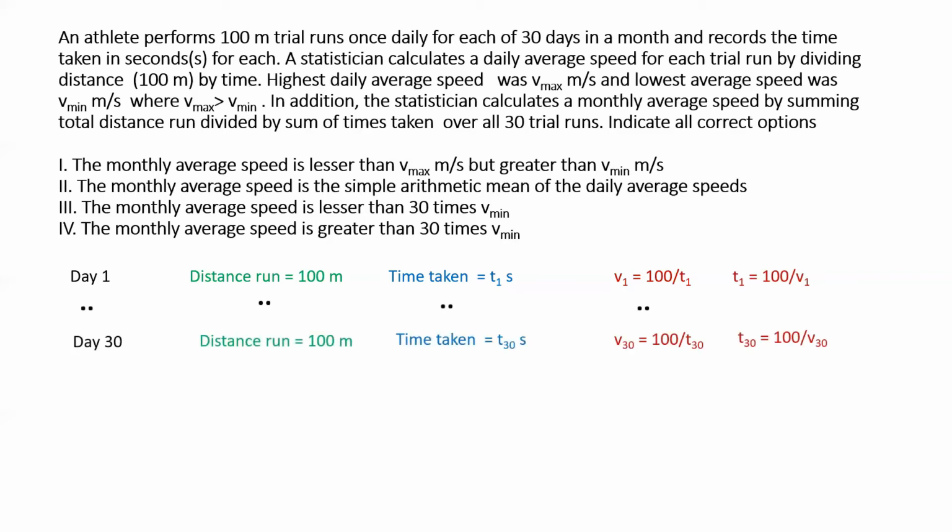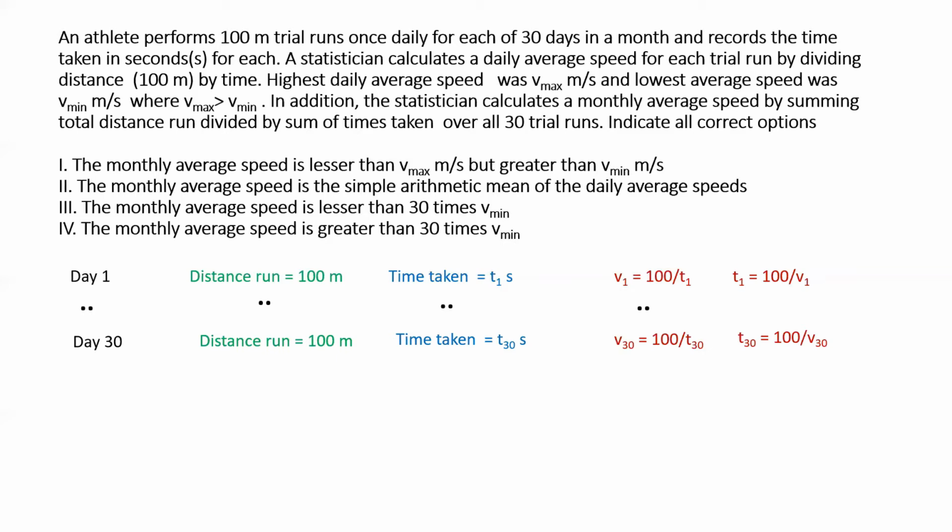So on day 30, if we represent the time taken as t30, then the average speed for that day, v30, is 100 over t30, and as easily t30 can be expressed in terms of v30 as 100 by v30. So this part is fairly easy and simple to understand, the daily average speeds.